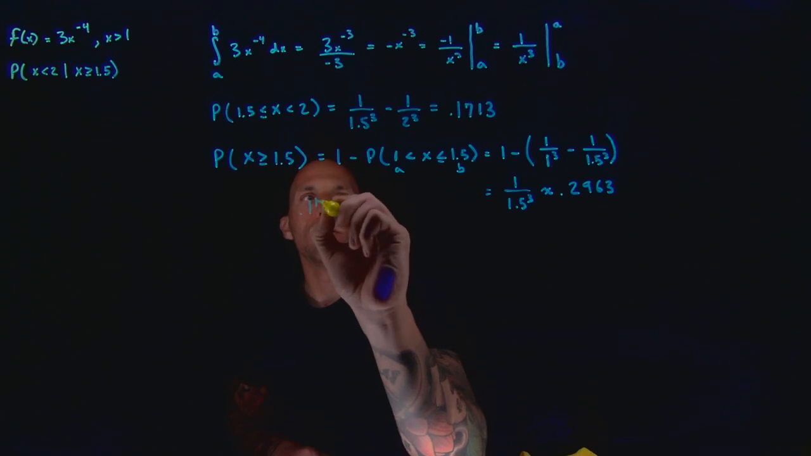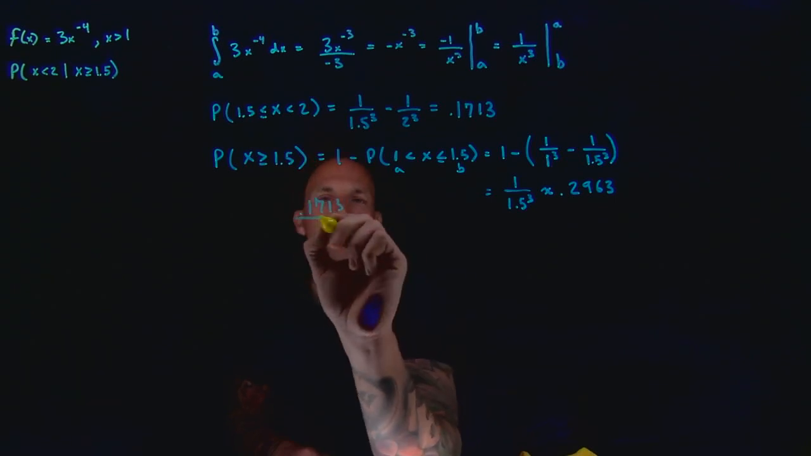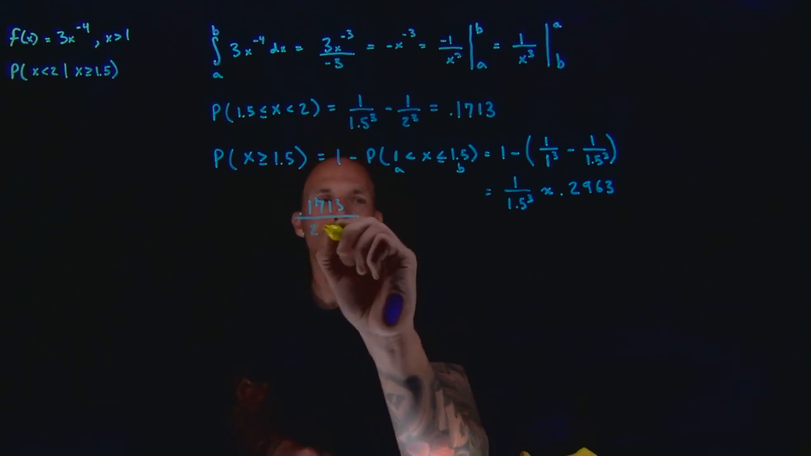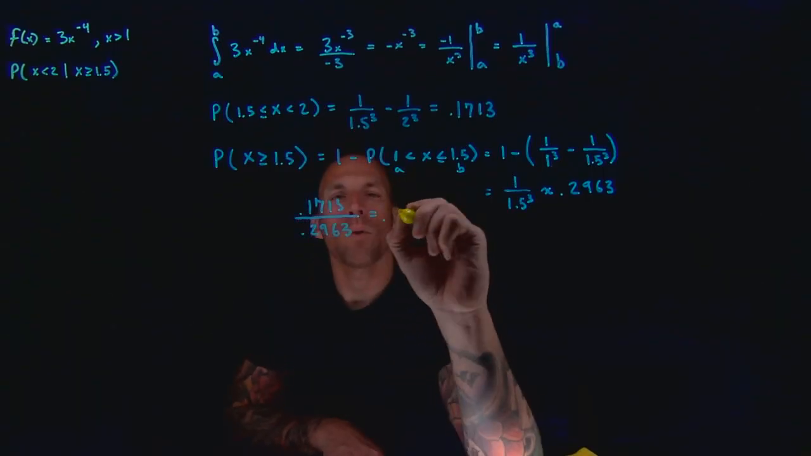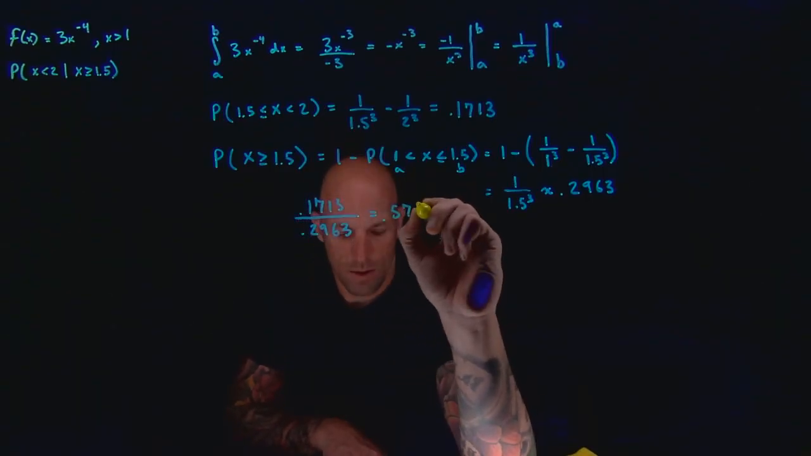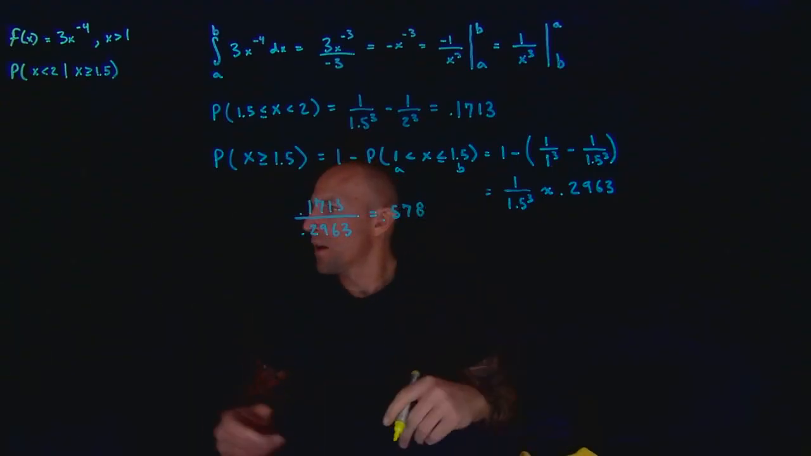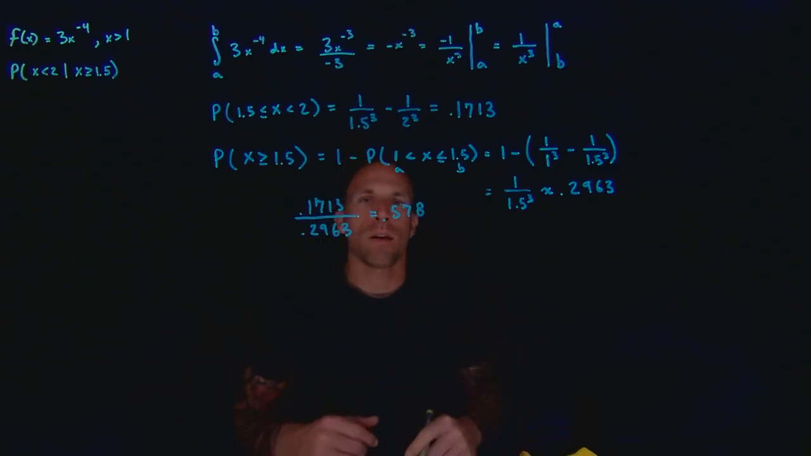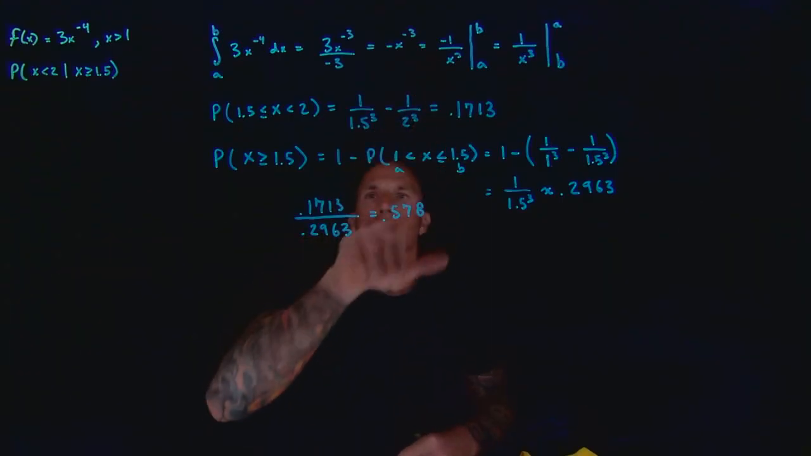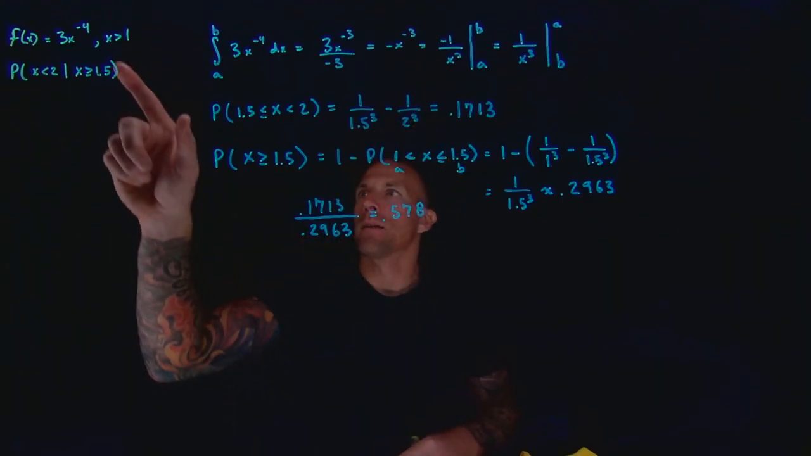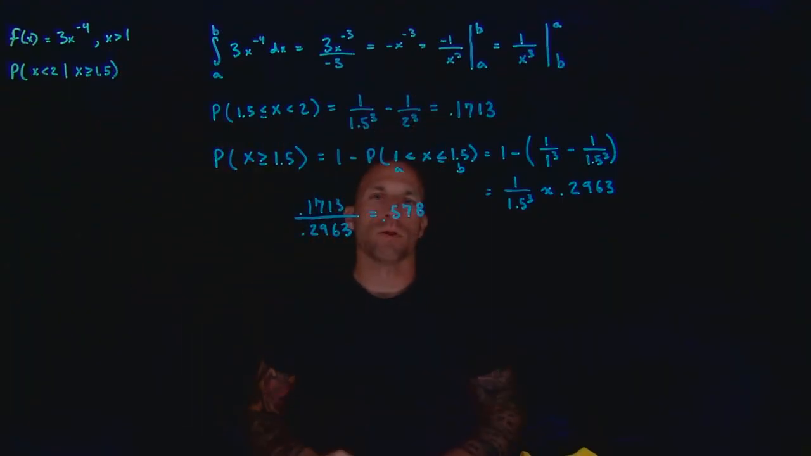And then to get our final answer, we ratio those two values and get 0.578. So the correct answer here is A, conditional probabilities. Be careful with your negatives, and it's really just about watching the boundaries of your integration.